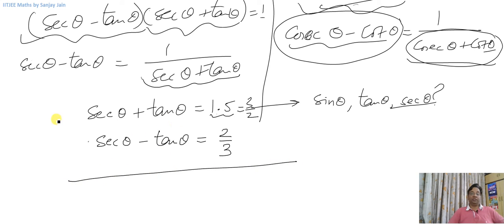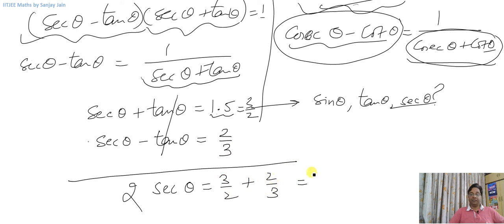Now you can solve these two equations. By adding these two equations, I can cancel this tan theta, and twice of secant theta will be equal to 3 by 2 plus 2 by 3, right? Which is nothing but 13 by 6. Hence, I can say secant theta is equal to 13 by 12. I have brought this 2 on the right hand side.